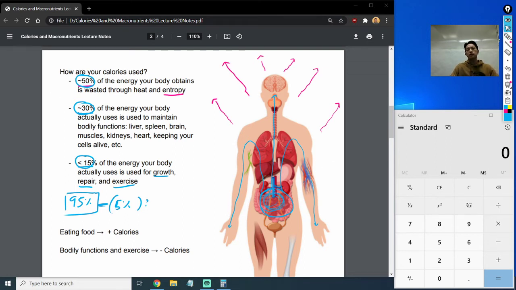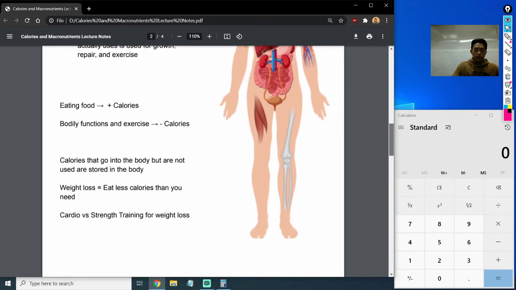Now, the only way for us to get energy and calories is by eating food. That's where our energy comes from. We're not like plants. We can't just sit in the sun and make our own food. We have to eat food to get calories. And so when you eat food, the energy in your body goes up. And when you exercise or just live in general, the energy goes down because we need to use energy to stay alive.